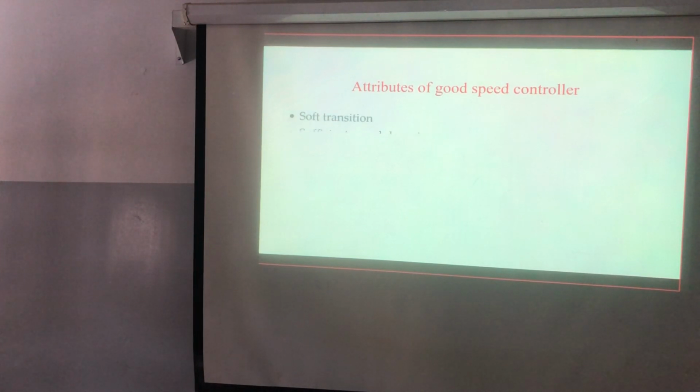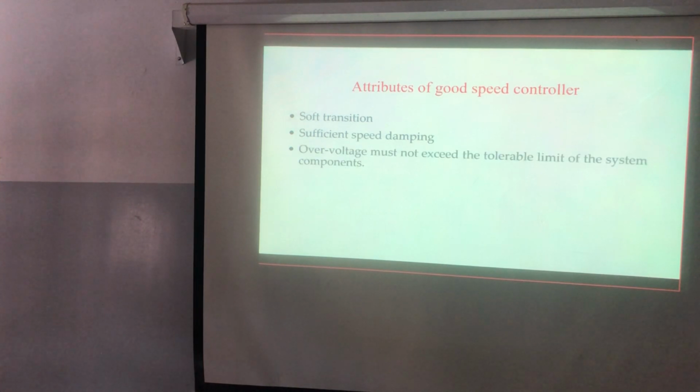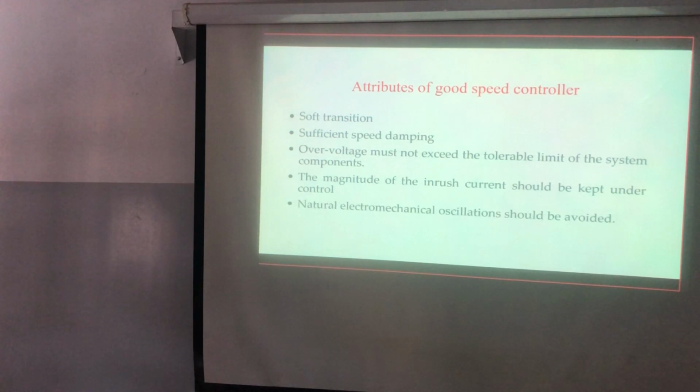So a soft transition can provide sufficient speed damping. Over voltage must not be exceeded. The magnitude of the inrush current should be kept under control, and finally natural electromechanical oscillation should be avoided. And these are the attributes of a good speed controller.